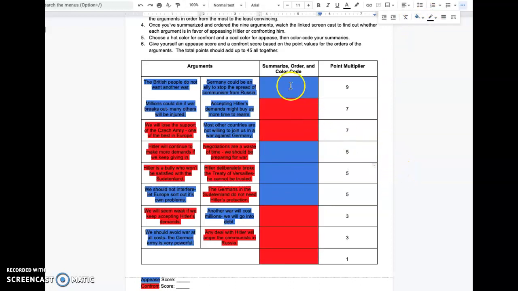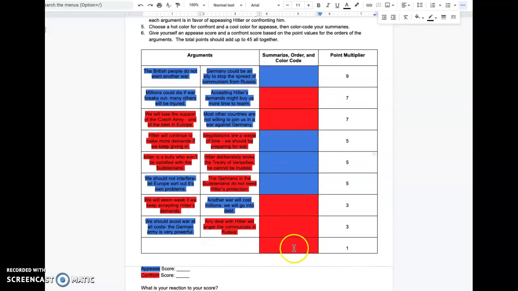In this case, if you had an appeasement argument at the top, followed by 2 confront arguments, followed by 3 appeasement arguments, followed by 3 more confront arguments, you had a score like this. So your appeasement score would be 9 plus 5 plus 5 plus 5. So 9 plus 5 is 14, plus 5 plus 5 is 24. And your confront score would be 7 plus 7, that's 14, plus 3 plus 3, that's 20, plus 1 is 21. I know I did the math correctly because 24 and 21 add up to 45.